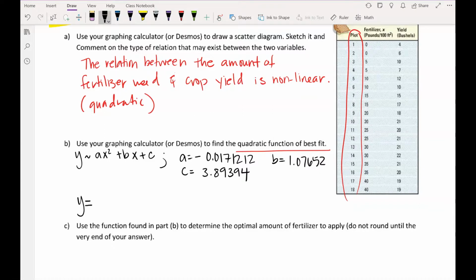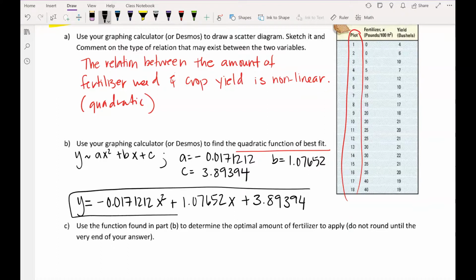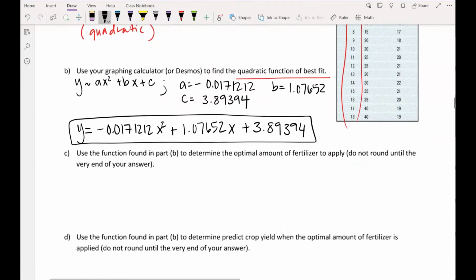So now I'm going to write Y equals. Now, when you're writing an equation in your notes or on your homework or your test, you don't write the wavy bracket. You write Y equals, and then just fill in the A, B, C value. So negative 0.0171212 x squared plus B value is 1.07652 x, and C value is 3.89394, okay? And that is a function of best fit. That means when we enter the data, whatever the calculator gives us or decimals gives us is the function of best fit.